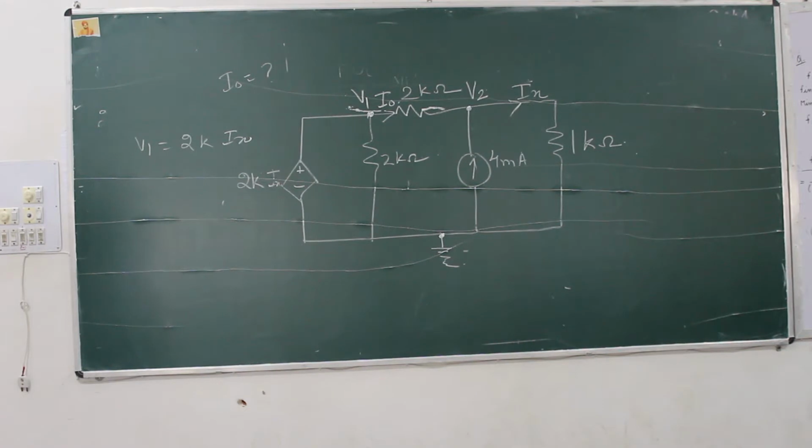Because there is no resistance here, I can't find out what the current is. But I know that this V1 will become equal to 2k Ix. This is clear or not? That is the inference I am getting from node 1. Clear? Now what about node 2?